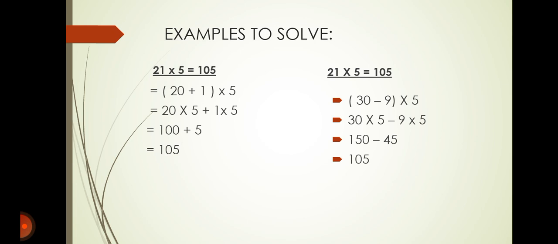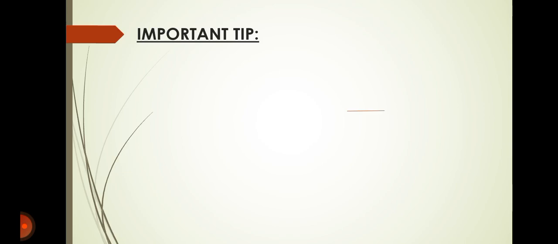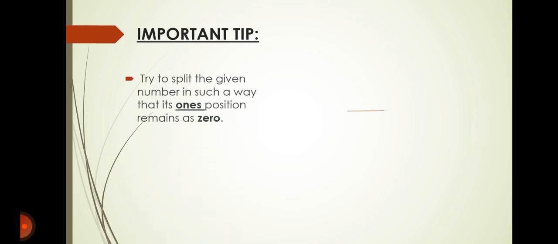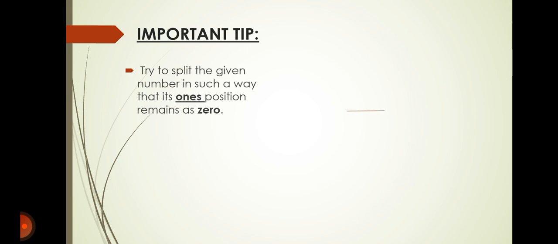So the distributive law can be done in two ways. Either you split the number in such a way that you do the addition, or you split the number in such a way that you do the subtraction. So a small but important tip is that when you try to split the number, you should split it in such a way that its ones position remains as 0. I will show you the example.